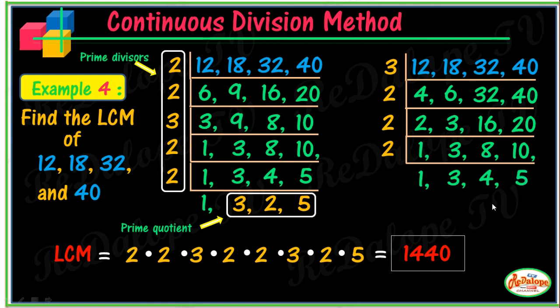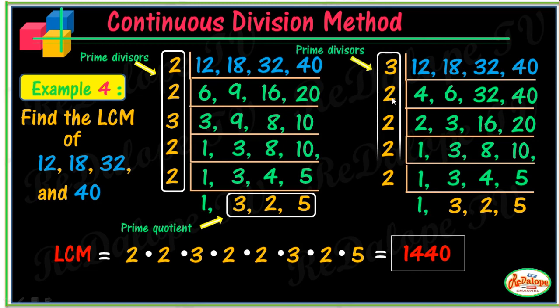Again, 1, 3, 4, 5 are not co-prime, so we still continue the process. Divide 4 by 2, so that all numbers become co-prime. 1 divided by 2, we just bring down the 1 here. 3 divided by 2, same thing, bring it down here. But 4 can be divided by 2, so that is simply 2. And 5 cannot be divided by 2, so bring down the 5 here. Now 1, 3, 2, 5 again are co-prime numbers. So when you multiply the prime divisors and the prime quotient, it will yield the same answer, which is 1,440.